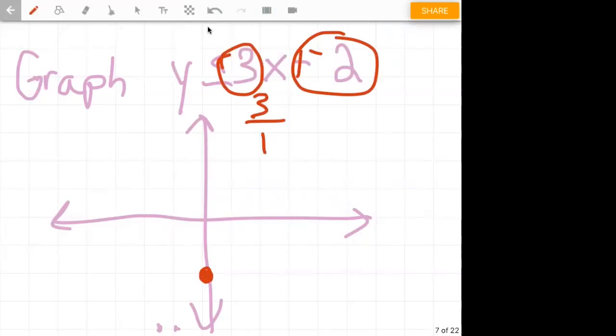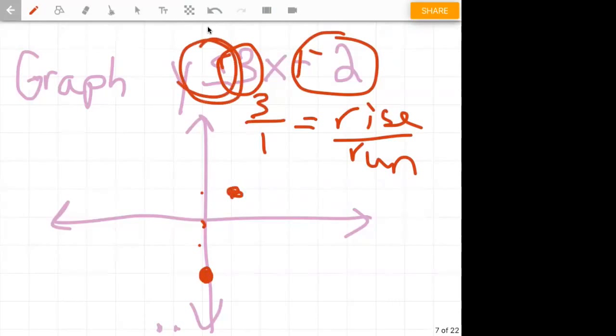So it's a positive 3. So it's always rise over run. So we're going to rise 3, and a positive 1, we're going to run 1 to the right. So there's your 2 points. It would be a solid line because, see now it has the line under it, so it can equal it. So there is your line.